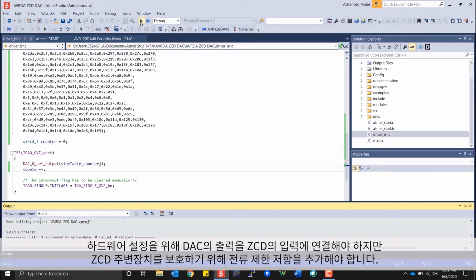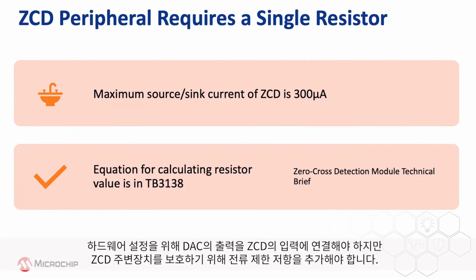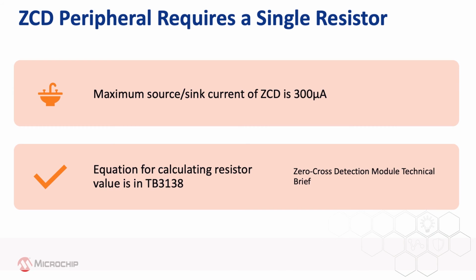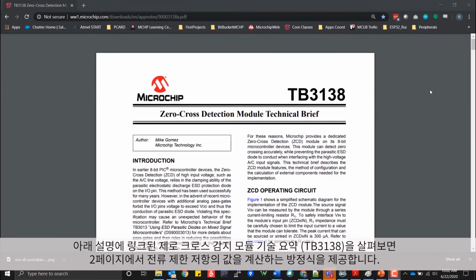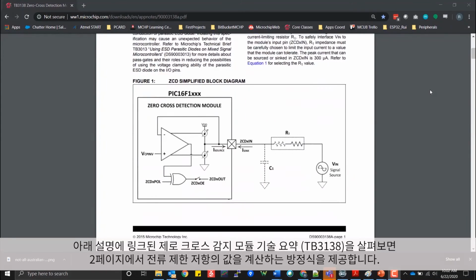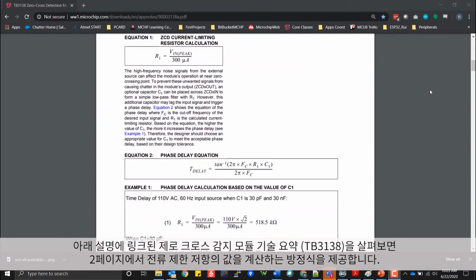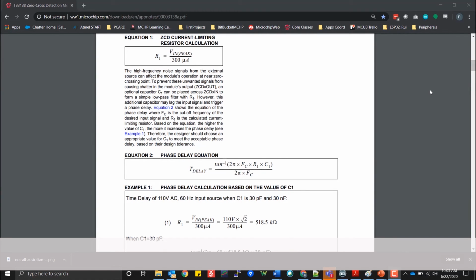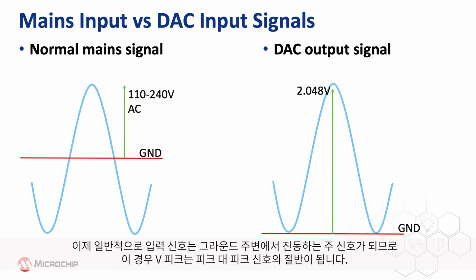Now for the hardware setup. We need to connect the output of the DAC to the input of the ZCD. However, we need to add a current limiting resistor to protect the ZCD peripheral. If we take a look at the Zero Cross Detection Module Technical Brief, TB3138, link in the description below, on page 2 it gives us the equation for calculating the value of the current limiting resistor.